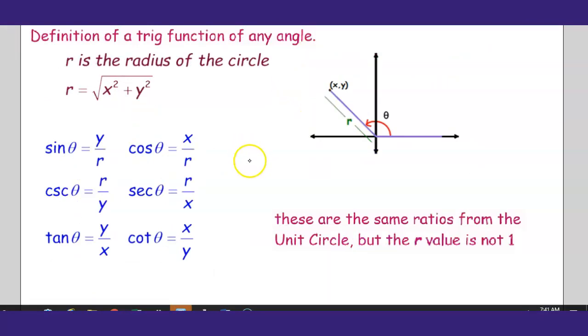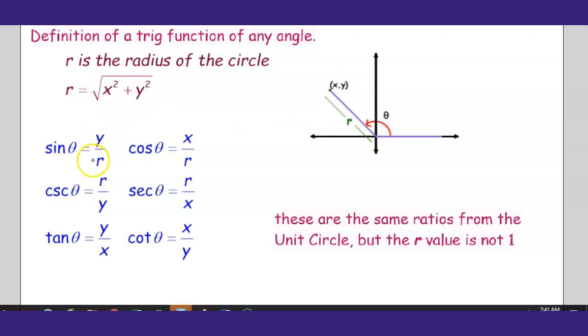For this part, right, flip over. Right here it says definition of a trig function of any angle. R is the radius of a circle. All right. R is the radius of a circle. So r equals the square root of x squared plus y squared.